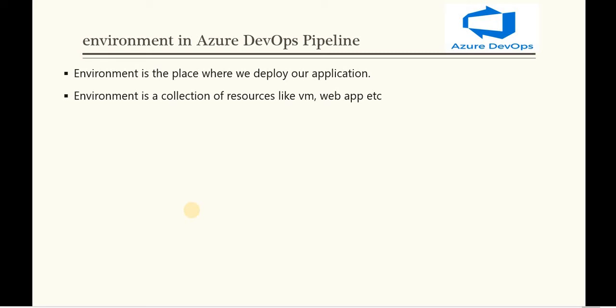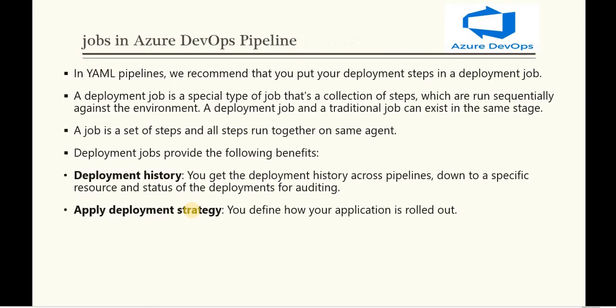An environment is a place where we deploy our application, like the testing environment, development environment, or production environment. That is basically the environment, and it's a collection of resources like VMs, meaning virtual machines, or web applications, etc. And the next is the job in an Azure DevOps pipeline.